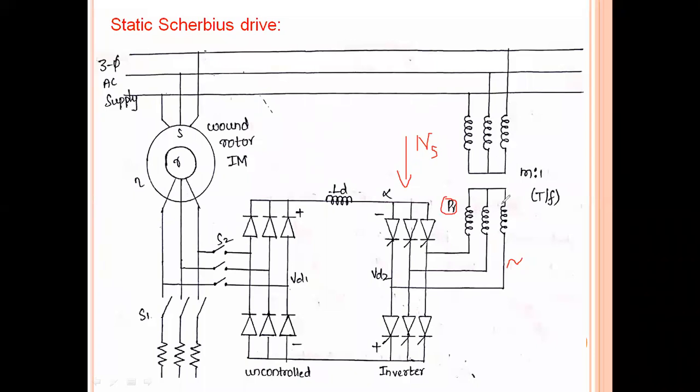Unlike in the rotor resistance control, because in the rotor resistance control, the power is wasted in the resistor. So there the efficiency is low. Here the wastage power is converted and given back to the source. That means we are saving the power, which improves the efficiency. That means this scheme gives higher efficiencies when compared with the rotor resistance control.